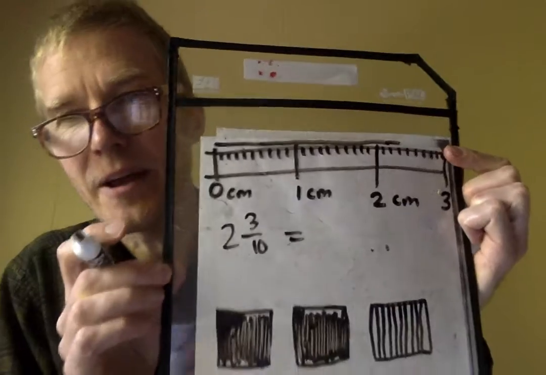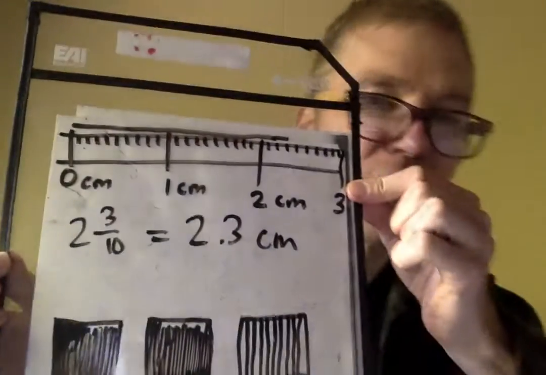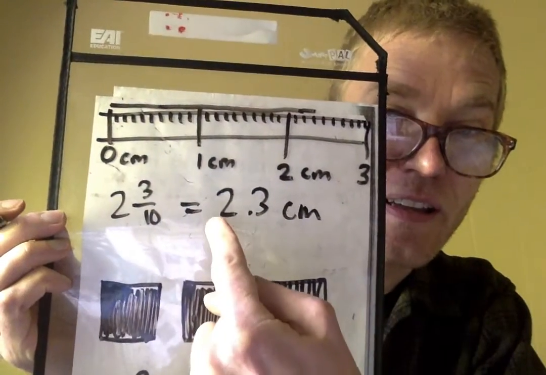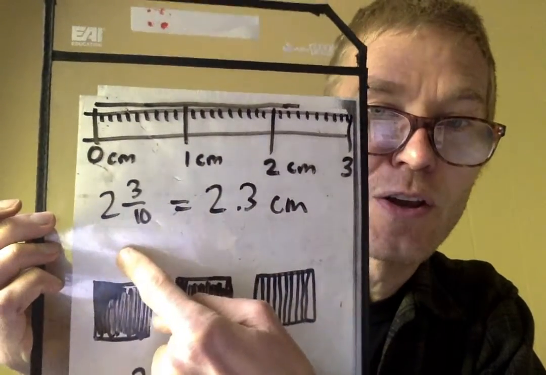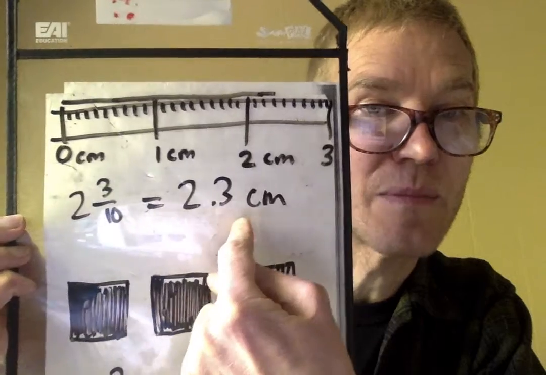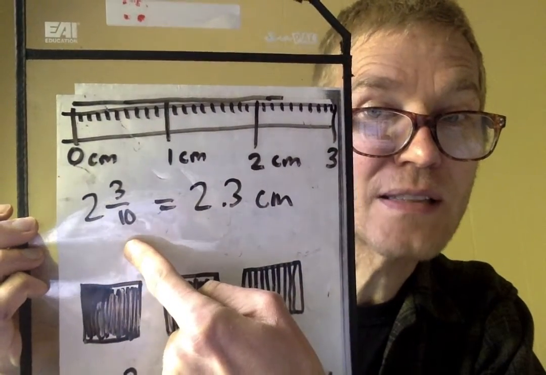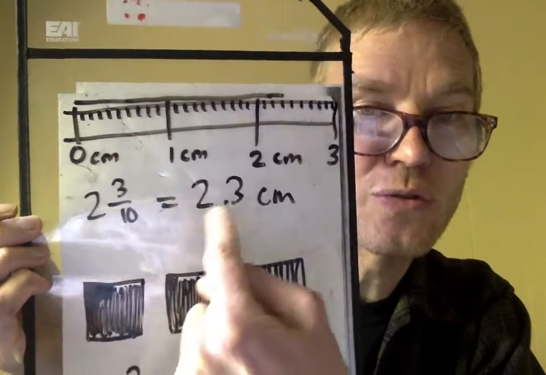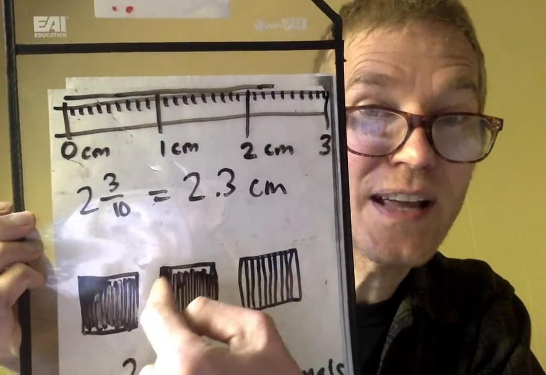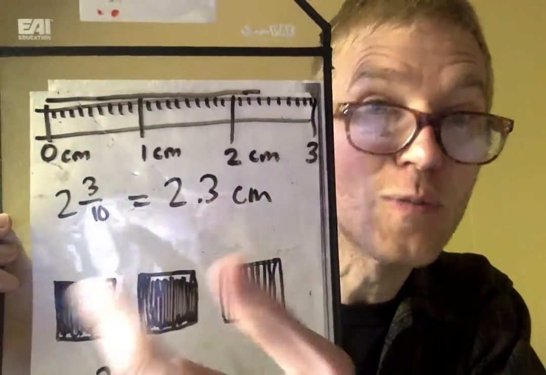It's going to be 2 point something, right? Well, you just put that 3 in the tenth spot. 2 and 3/10 as a fraction is 2.3 as a decimal. 2 point what? 3. 3/10 as a decimal is just 3 in the tenth spot. 2 and 3/10 is 2.3, and I wrote cm for centimeters.